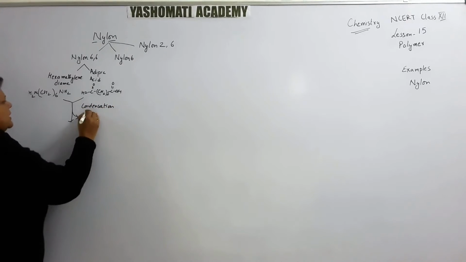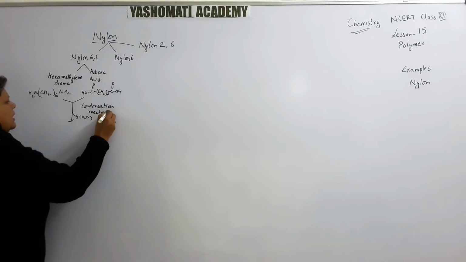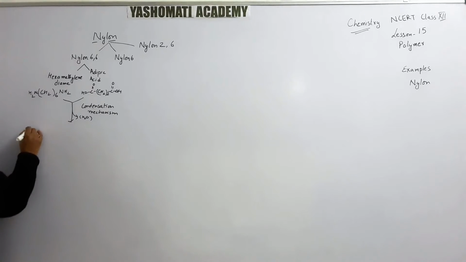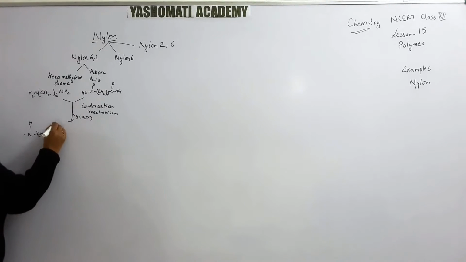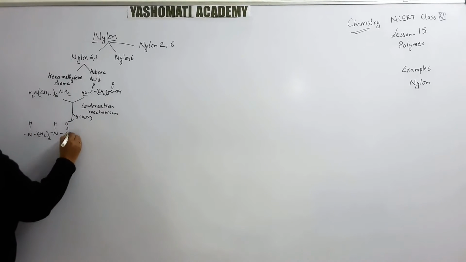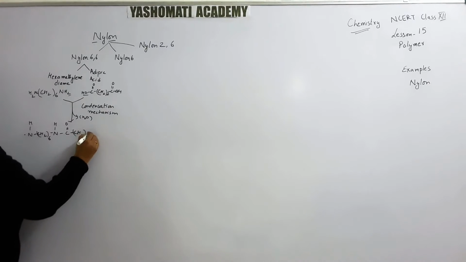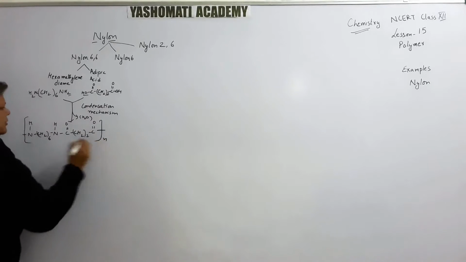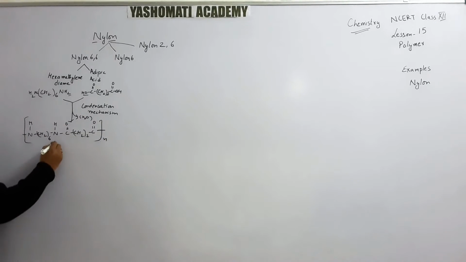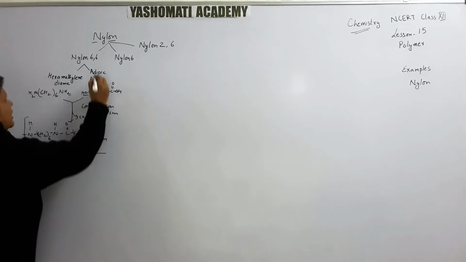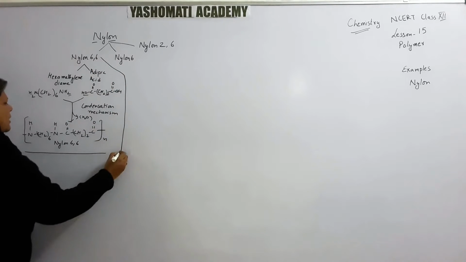and by using the condensation mechanism they polymerize and form a molecule like this. From here OH is removed, from here H is removed, and a molecule is formed like this, which polymerizes to form nylon 6/6. Right?